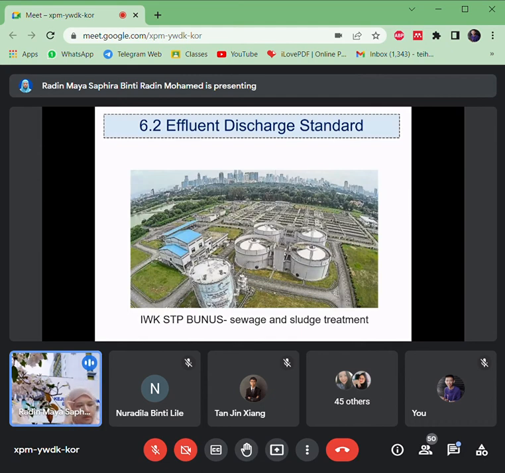Oh, dekat KL. Bonus regional sewage treatment plant in PT Wangsa KL. Oh, tengah bandar.